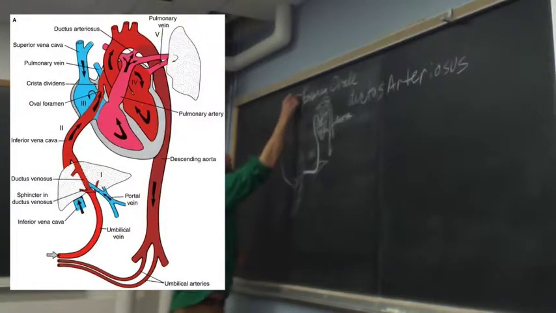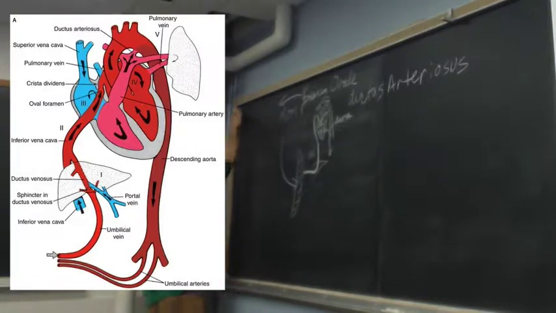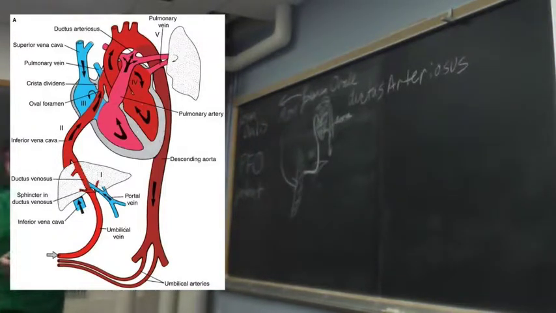And it's now going to become the fossa ovalis. Is there anybody who can tell me some pathology that's associated with that you've heard of before? Patent foramen ovale. A patent foramen ovale is one that does not fully close.